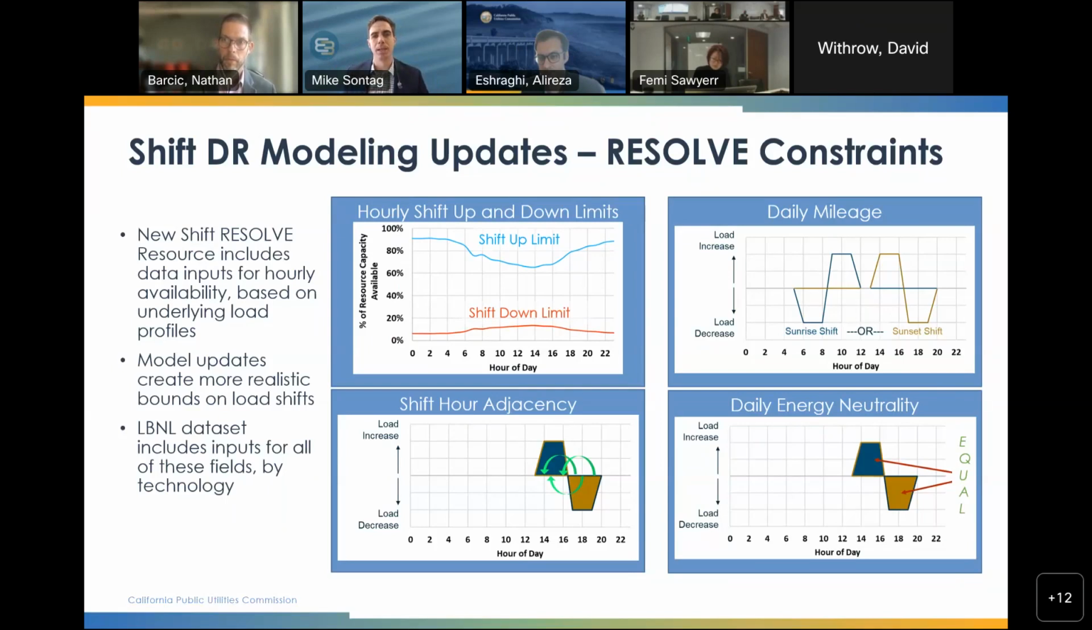So if it was something like pre-cooling, it would be a shorter shift window. If it was something like pool pumping or pumping in general, it could be a longer shift window throughout the day. We also have constraints for daily mileage and energy neutrality, just to put bounds on how much energy can be shifted in a given day, and make sure that we're accounting for all the energy that we move. And again, they define all these constraints separately by the different end uses and technologies that they include in that. Go to the next slide.